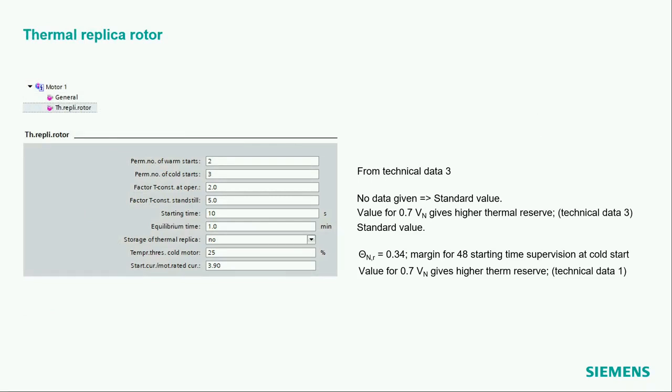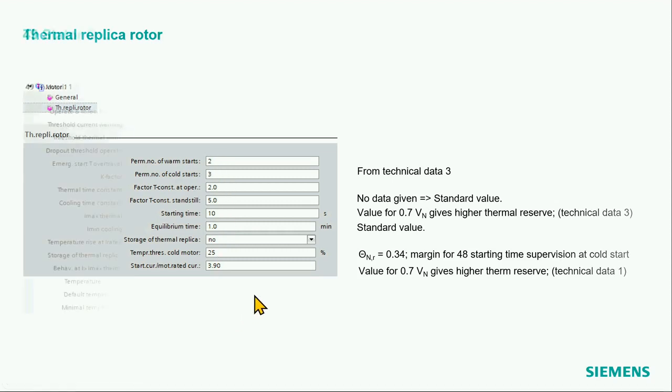So the rotor, thermal rotor replica here, permissible number of warm and cold starts. Then I have here the tau factor, the tau extension factors. The tau at standstill is 5 times higher. And if the motor is running and in the cooling phase, then I also delay the cooling process by a factor of 2 in that example here. Then I have the starting time and the starting current. Those two belong together with the number of warm and cold starts.